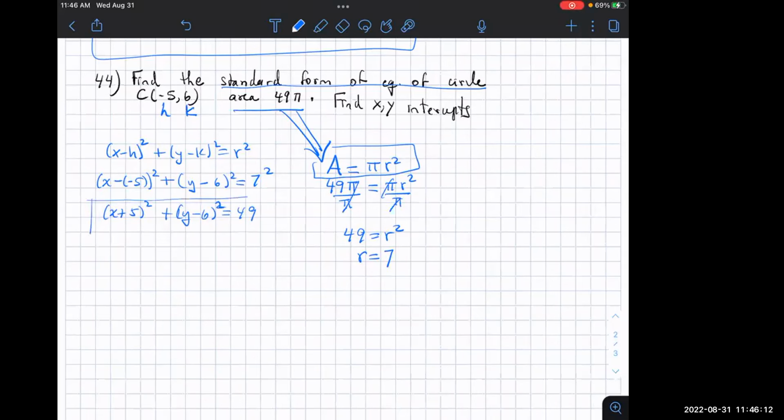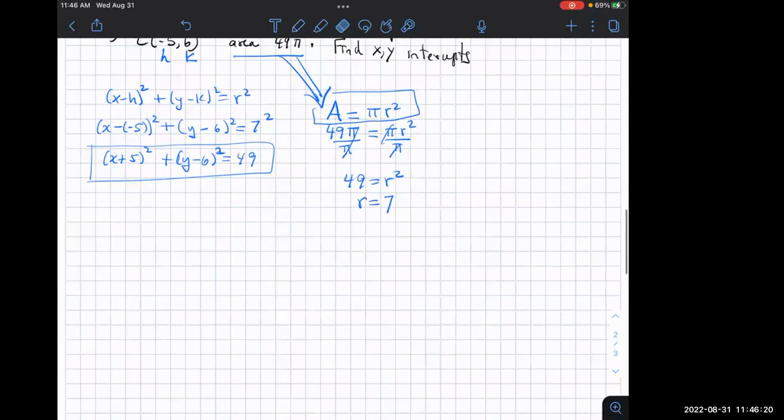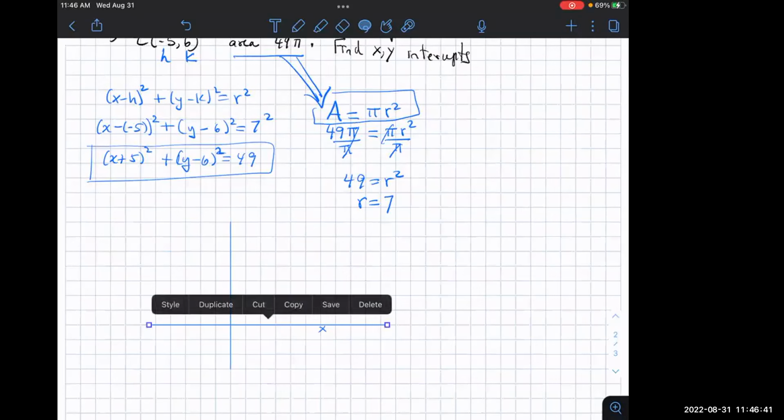Okay, so here is the standard form of the circle. Now let's find the x-intercepts. Oh, let's graph it, I suppose. Graph the circle centered at -5, 6. Oh, I need the left side also, so we need to move it. Let's see if this is long enough.